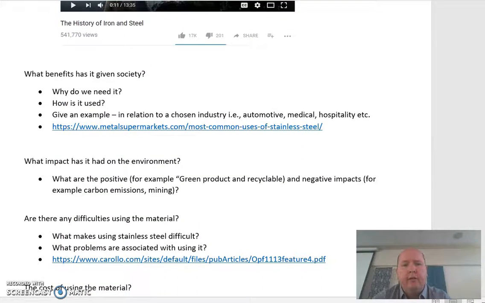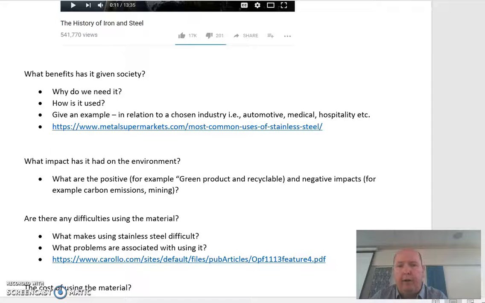So the next question is, what benefits has it given to society? All right. And when we're asking that, we're really asking, why do we need it? Okay, why is it used and how is it used? You've already noticed on your assessment, it is asking to look at a specific industry, okay? So you might choose the automotive industry and how it's been impacted by stainless steel, what they use it for. You might look at the medical industry, the hospitality industry, etc.